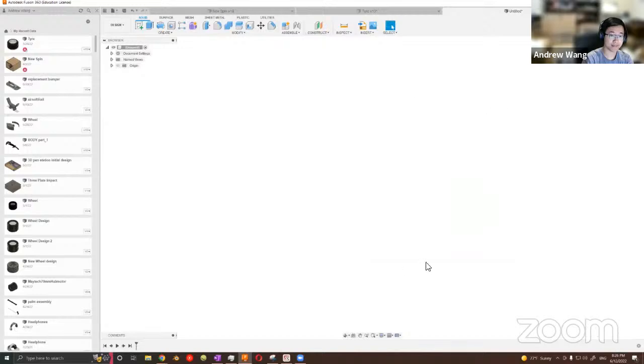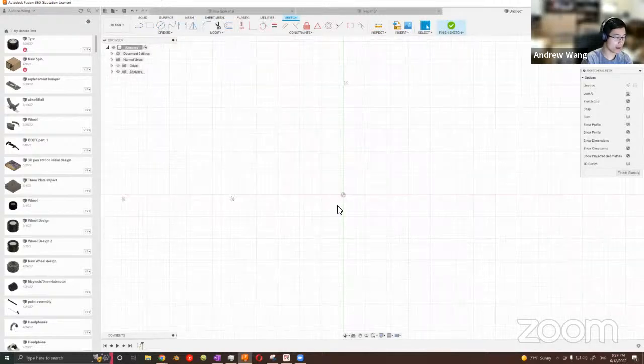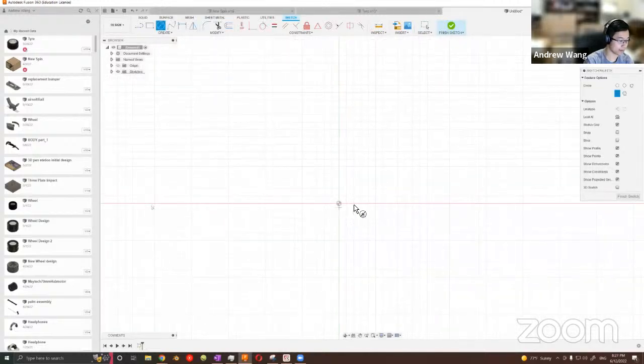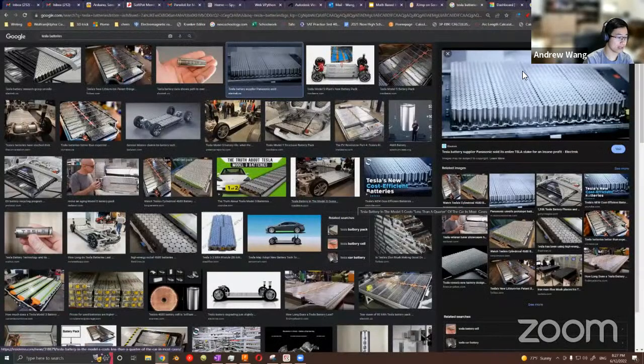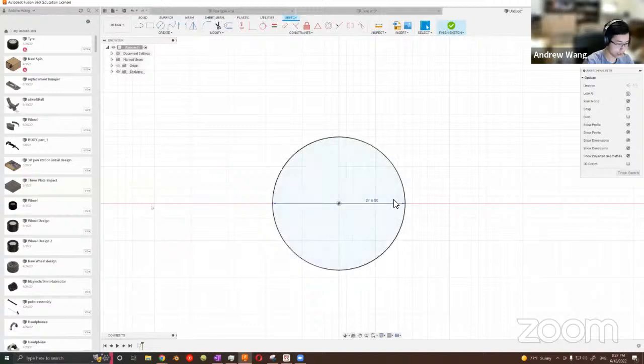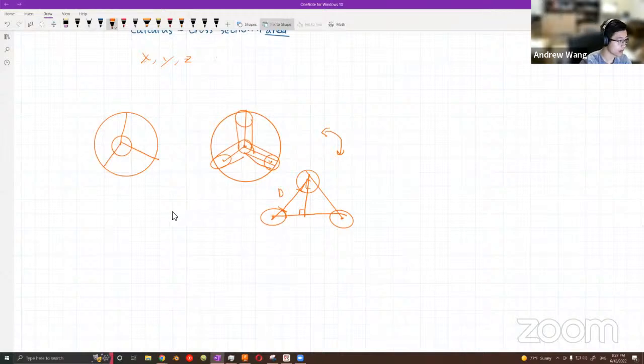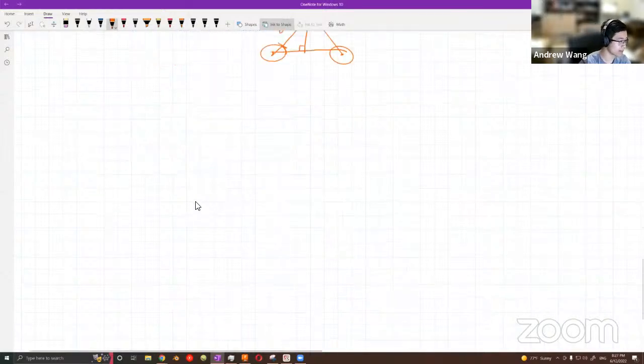Let's create a sketch. This is Fusion 360 again. Everything starts from a sketch. Starting off with a battery pack, our cell is an 18650, so the dimension is 18 millimeters in diameter for a cell. Actually, let me see if I can draw this out to make it a bit easier. 18 millimeters in diameter.